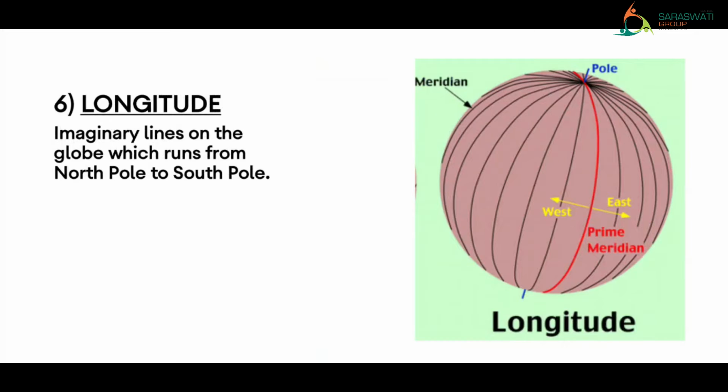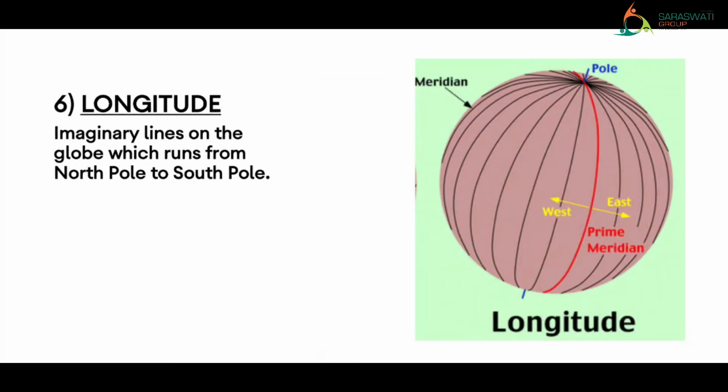Next, longitude. Longitude means imaginary lines on the globe which run from the North Pole to the South Pole. The latitudes were running from east to west, but longitudes are imaginary lines which start from the North Pole and extend till the South Pole. Here you can see this imaginary line. The red one is called the prime meridian.